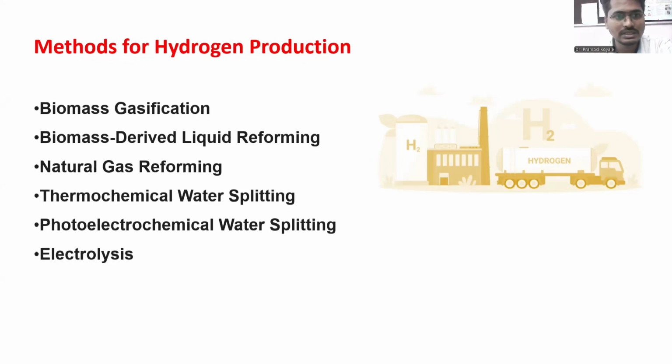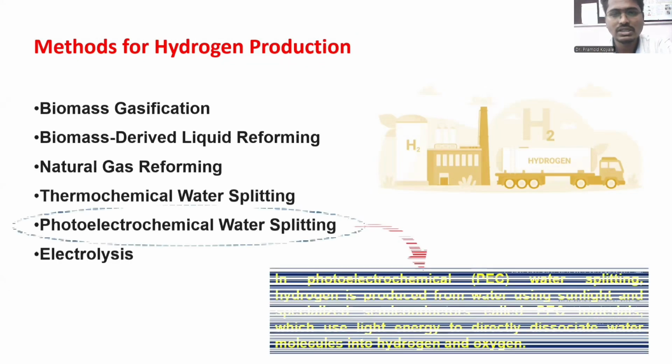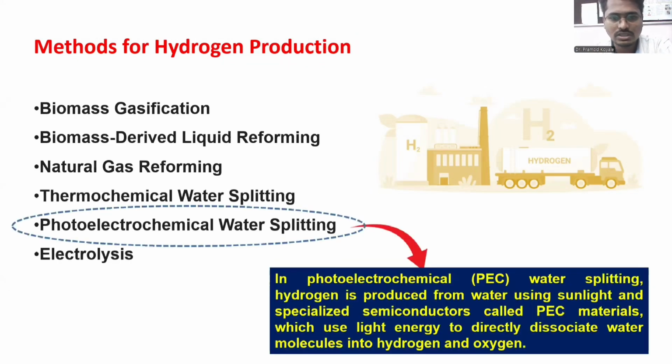So in concern with the present session, we are focusing on photoelectrochemical water splitting, which is nothing but the method for hydrogen production in which hydrogen can be produced from water using sunlight and specialized semiconducting materials known as photoelectrochemical materials, which use the sunlight energy to convert water molecules directly into oxygen as well as hydrogen. So basically, it includes water dissociation with the help of sunlight and that designed semiconducting material.